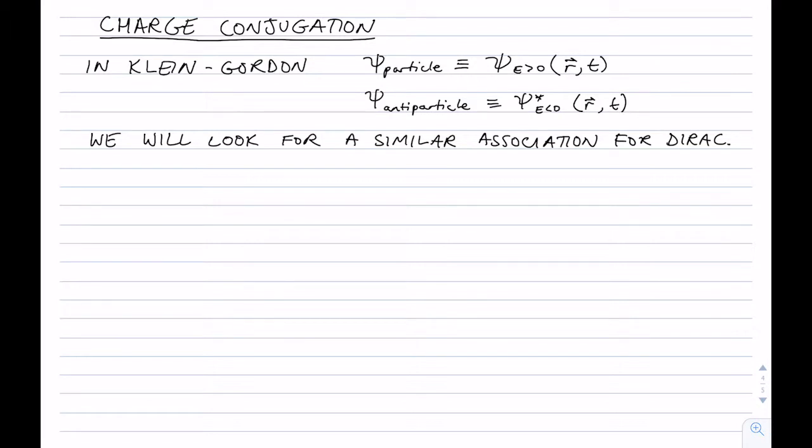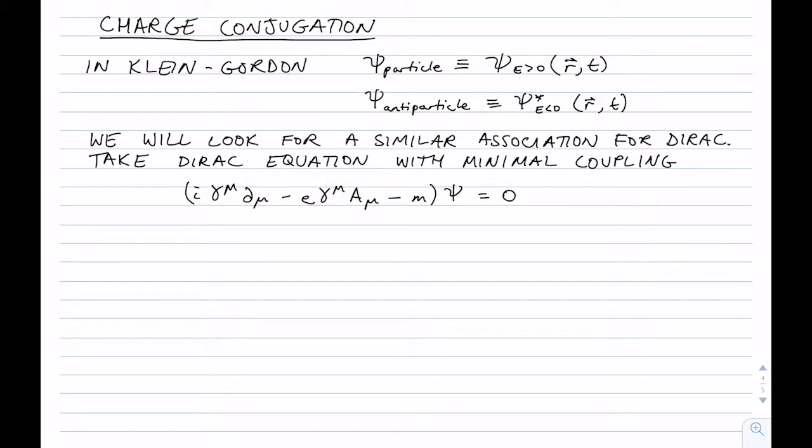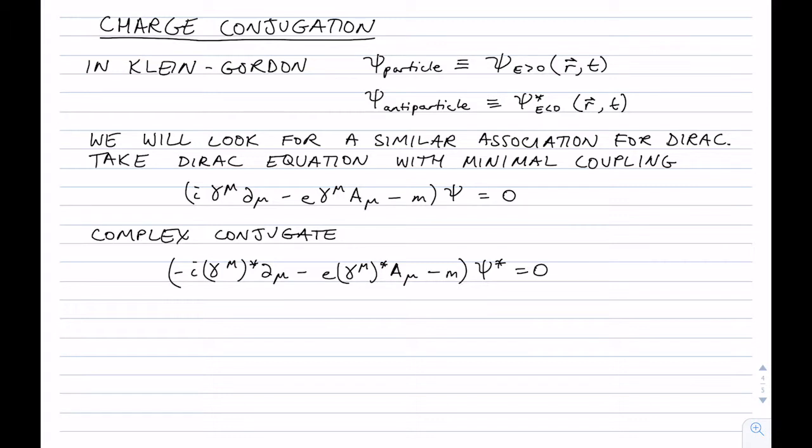And we'll start by taking the Dirac equation with minimal coupling. So remember that in the Klein-Gordon equation, we found that the antiparticles had opposite charge to the particles. And so we're probably going to find the same thing here. So let's start with this Dirac equation and we'll take the complex conjugate of it. Here we see that the complex conjugate changes the first term relative to the second term. So the first term has minus i times gamma mu star, and the second term has just gamma mu star.